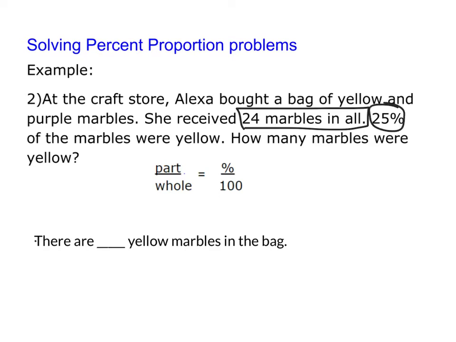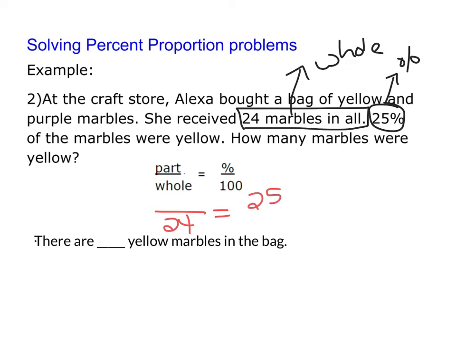So in all means that that's your whole number. So that's your whole number. And this is your percent. So I'm going to go ahead and look at my parts whole. So I'm going to go ahead and write it as 24 is equal to 25. Remember, 100 is always going to be on the bottom, and we're looking for the part.